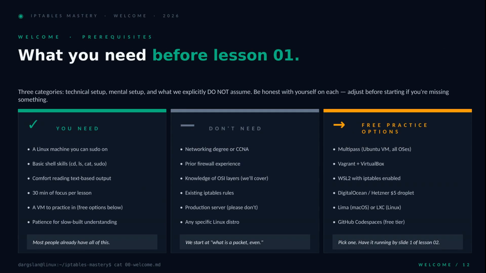With the safety contract in place, let's check what you actually need to start. On the left, a Linux box you can sudo on, basic shell fluency, and 30 minutes of focus per lesson. Most of you already have this. In the middle, what you don't need. No CCNA, no prior firewall scars, no OSI memorization. We genuinely start from what is a packet. And if you don't have a spare Linux machine, the right column lists 6 free ways to get one. Pick one, have it running before lesson 2.